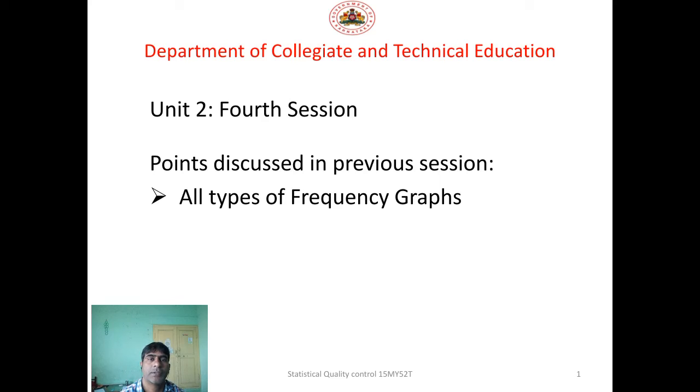Hello students, today we are starting the fourth session of second unit. In the previous session, that is the third session, we have discussed all types of frequency graphs: the line diagram, the histogram, the frequency polygon and the frequency curve. These were the points which we discussed in the previous class. So let's begin the fourth session.